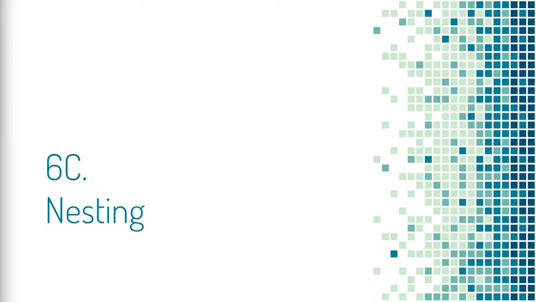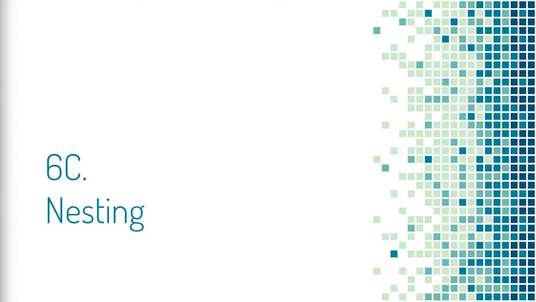This video is Python Crash Course Chapter 6, Section C, Nesting. Sometimes you'll want to store a set of dictionaries in a list or a list of items as a value in a dictionary. This is called nesting. I like to think of nesting like the nesting Russian dolls. When you open one, there's more inside.